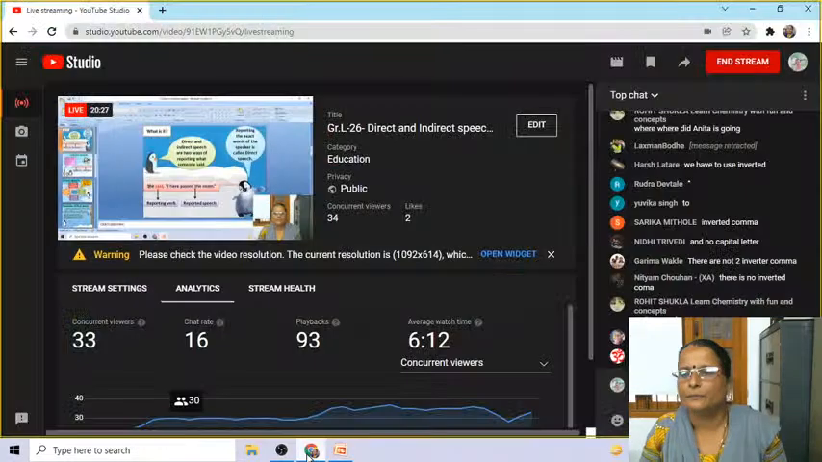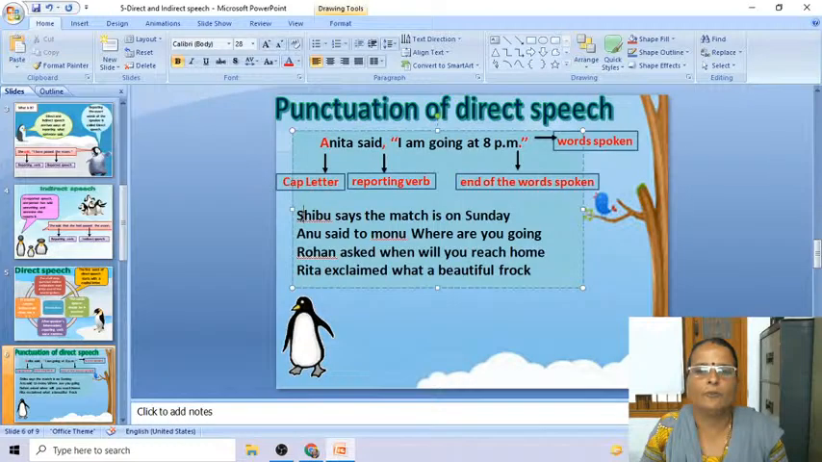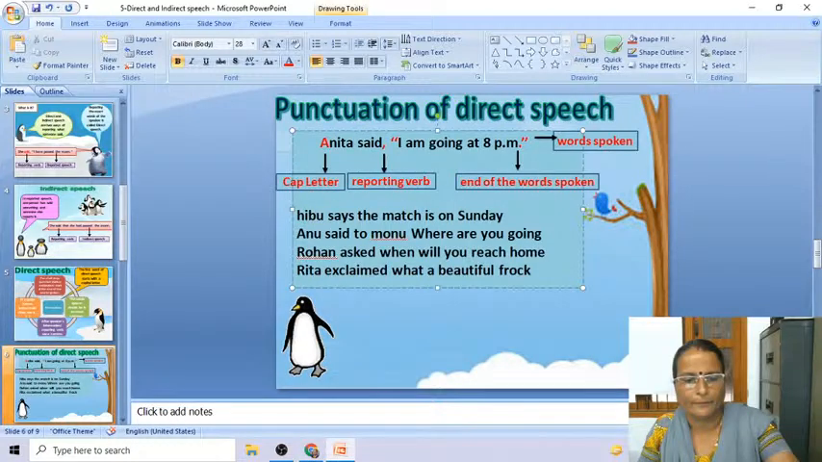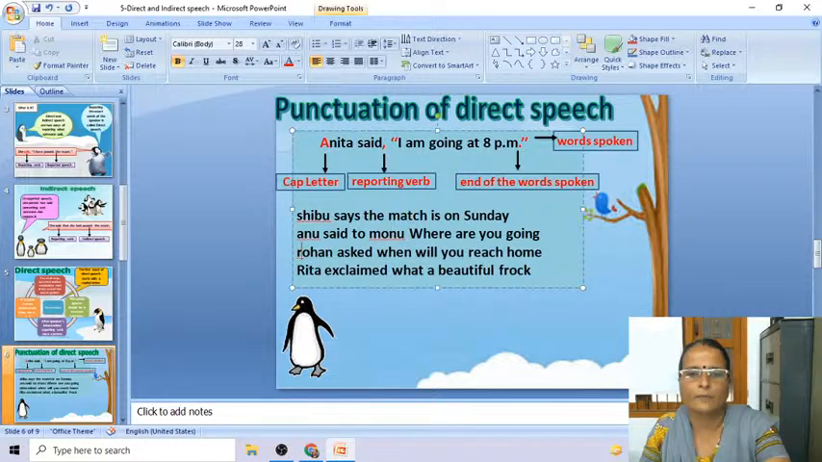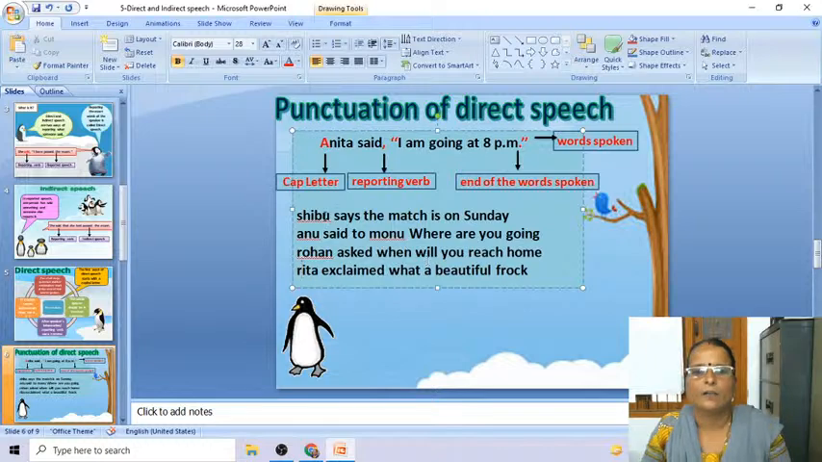Now, it is time for all of you to attempt the first question. Shibu says the march is on Sunday. Come on, all of you punctuate it yourself. Type the answer. Let me see how many of you are typing. Come on, hurry up. Shibu says the march is on Sunday. That is what Shibu is telling. So let's see.